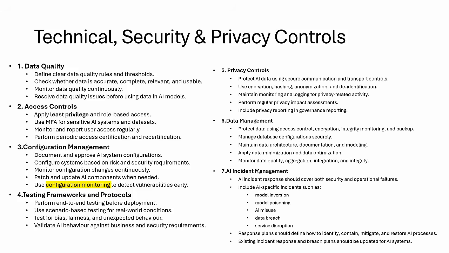Along with that, we also look for privacy controls. We already discussed different types of privacy functions. We need to protect data, use encryption, anonymization, de-identification. Anonymization and de-identification we have to use when we feed PII data into the AI model, and we want to make sure identity is kept secret.